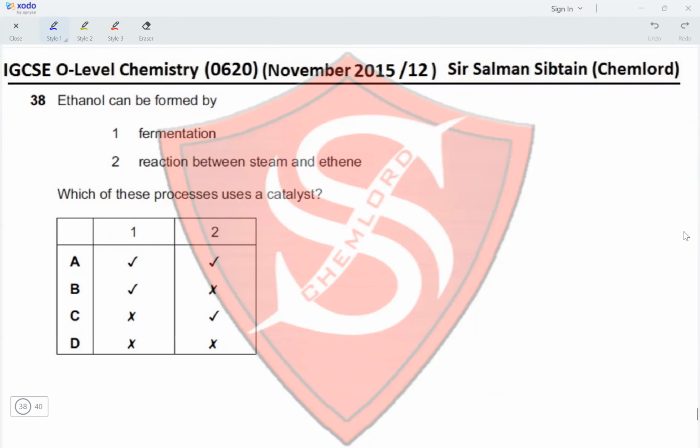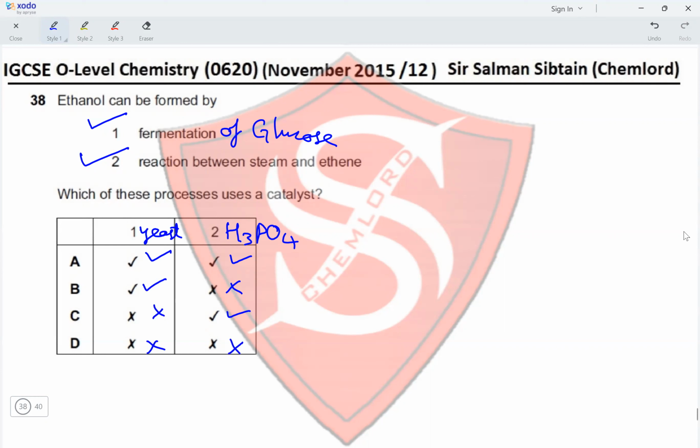Question 38. Ethanol can be formed by fermentation of glucose. Yes, this is correct. Reaction between steam and ethene, which is addition of steam and ethene, this is also correct. So which of these processes uses a catalyst? In fermentation of glucose, the catalyst would be yeast, and in reaction between steam and ethene, the catalyst would be H3PO4. So both of them would use a catalyst. This makes option A the correct option for this question.